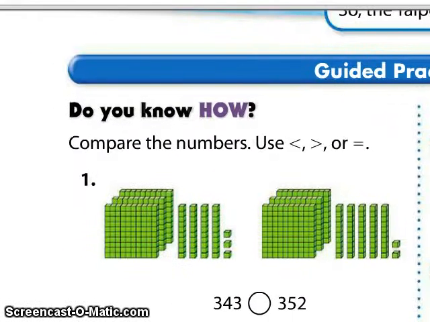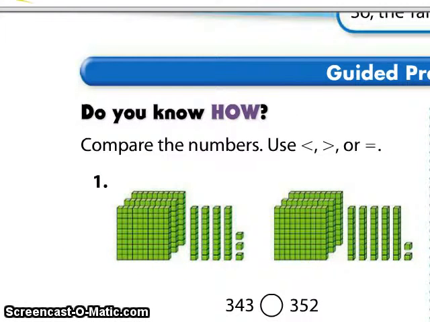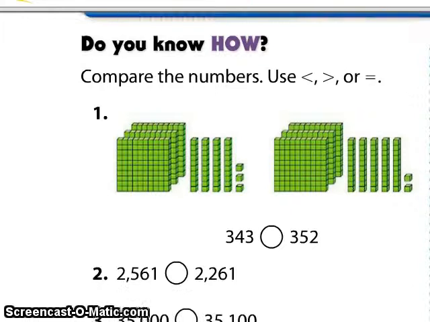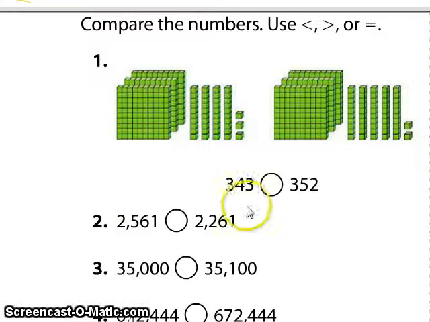So, alright, here's number 1. Number 1 is showing us the place value blocks. And it says, how does 343 compare to 352? So start in your biggest place. 3 and 3 are equal, so we go to the next number. 4 and 5. Those are not equal.